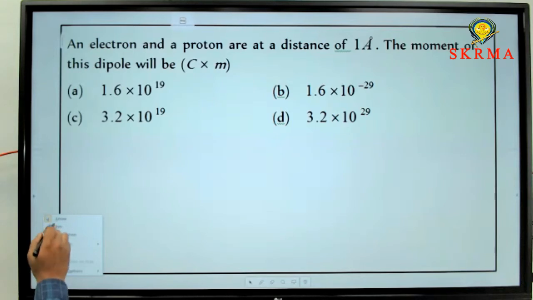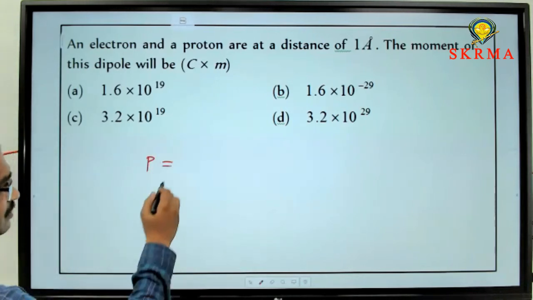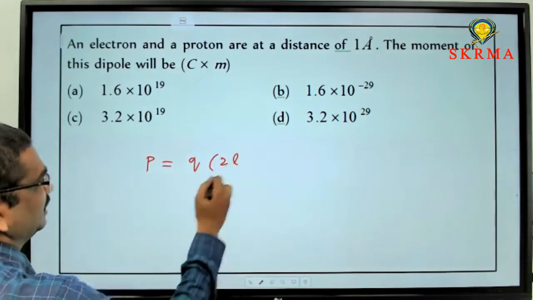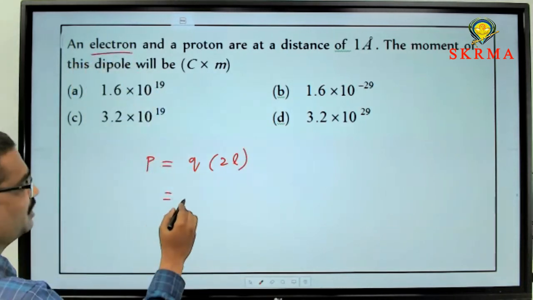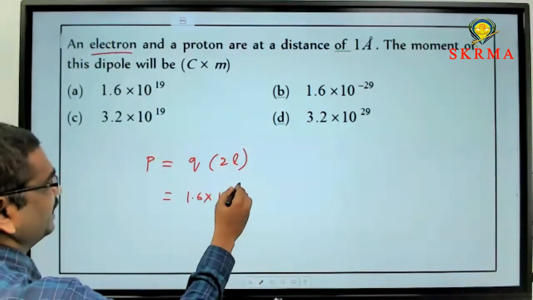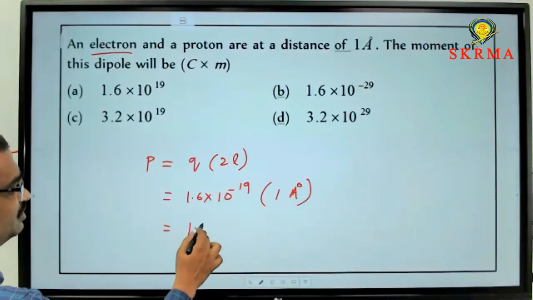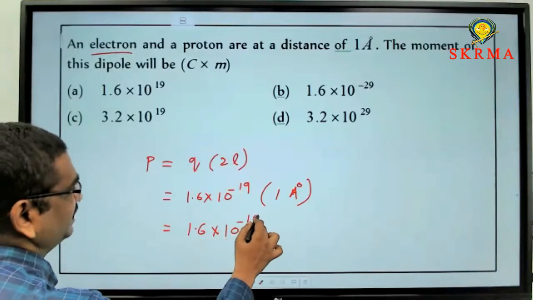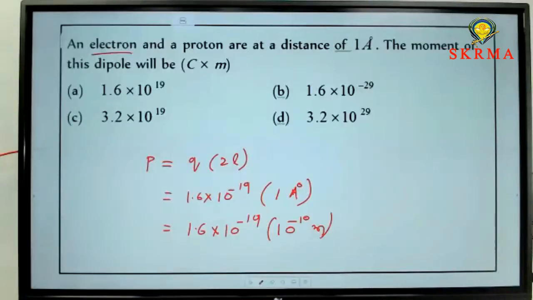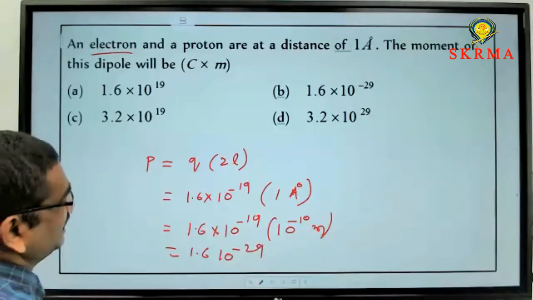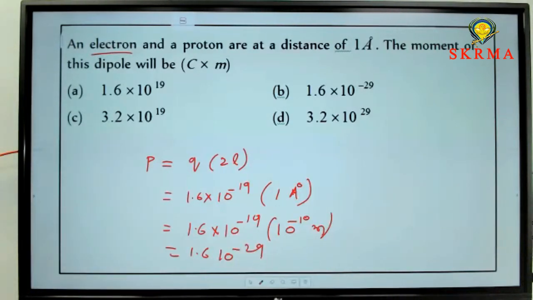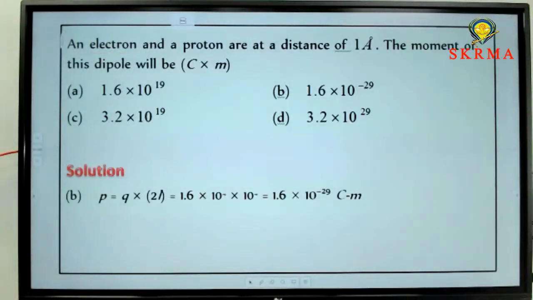What is the formula for dipole moment? The dipole moment formula is charge into the distance between them, 2L. What is the value of the charge of an electron and proton? 1.6 into 10 power minus 19. Next, the distance is given as 1 angstrom. 1 angstrom is how much in meters? 10 power minus 10 meters. So it will be 1.6 into 10 power minus 29. So option B is the correct one. 1.6 into 10 power minus 29 is the answer. Option B is correct.